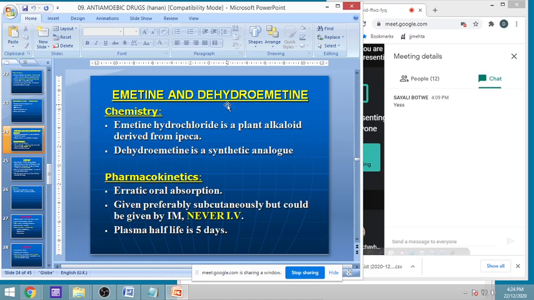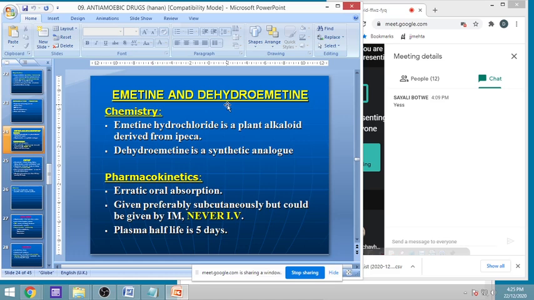The next drug is emetine and dehydroemetine. These are analogues of emetine. It is a plant alkaloid derived from ipecac, or ipecacuanha. The synthetic analog of emetine is dehydroemetine.